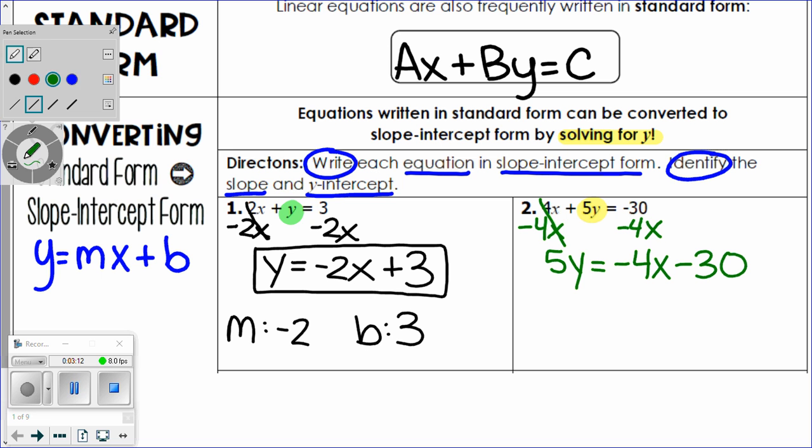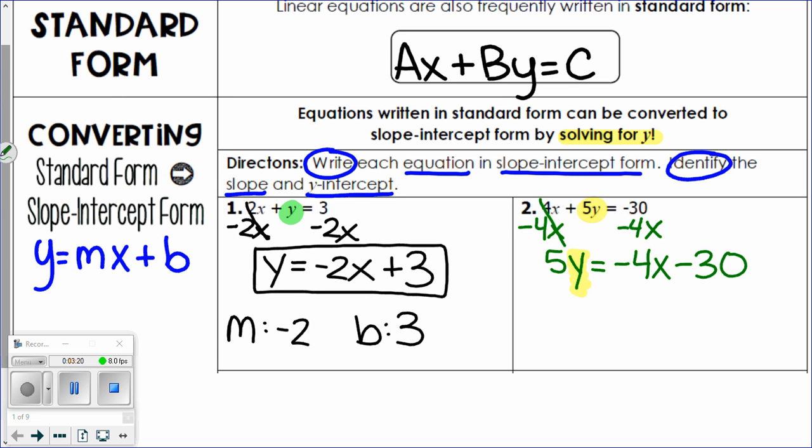Now, y, if I highlight it, it's not completely alone yet. There's something out in front of it. There's a 5 out in front. 5 and y are being multiplied together. So the opposite is to divide by 5. And I'm going to divide both of these terms by 5 as well. Then I can type them into my calculator to see if they reduce or simplify.